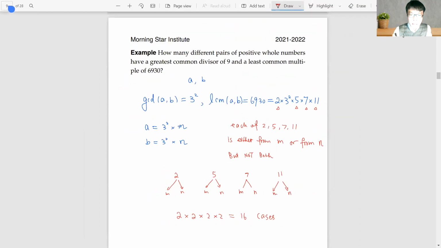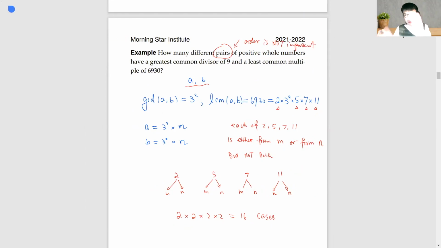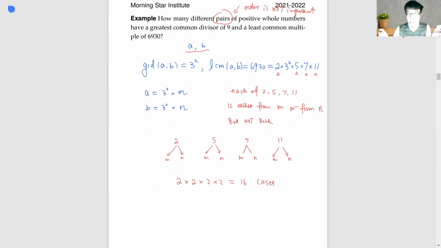It says, how many pairs? So for pairs, we just say A and B, the order is not important. That means we may have this symmetrical structure, right? A, B and B, A correspond to the same pair. So among these 16 cases, each case is actually repeated twice. So our answer should be 16 divided by 2 equals 8. So there are 8 pairs.